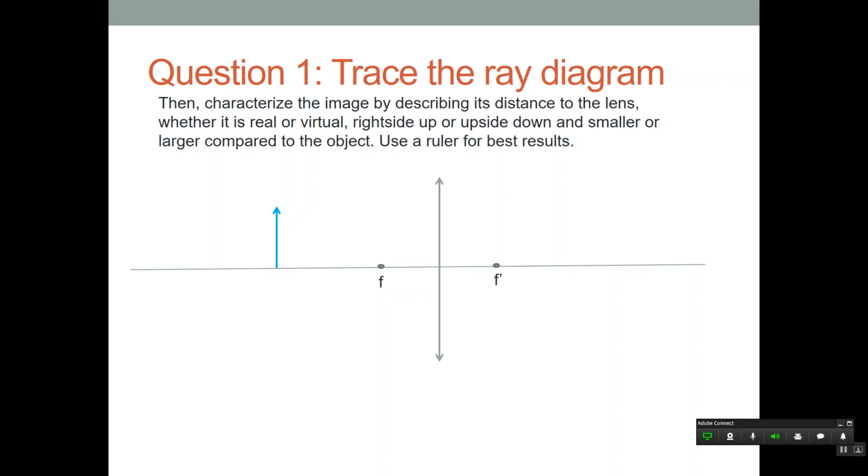So normally for the mirror, we had one that hit the center of the mirror and reflected. What do you think that one's going to be equivalent to on a diagram with a lens? Yeah, we'll just go straight through. So that's going to be an easy one. Straight through, no reflection.